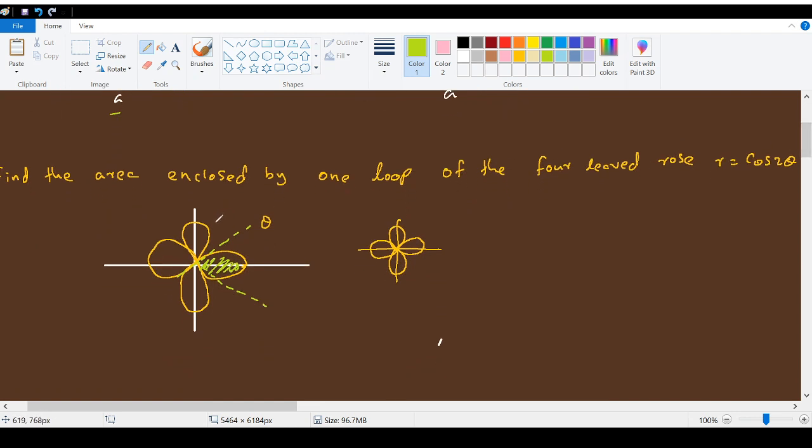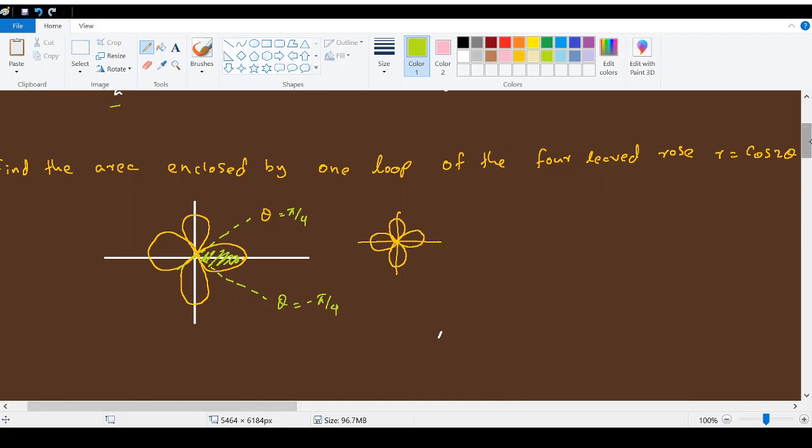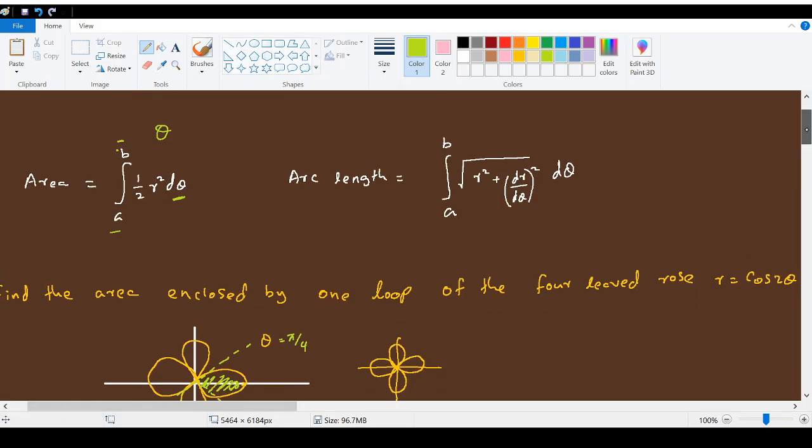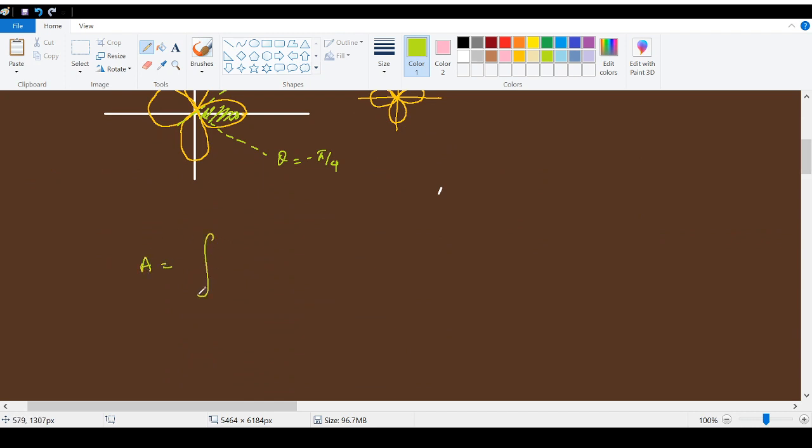Now in the four-leaved rose, this is for the angle pi by 4, and by symmetry you can say that this is for the angle negative pi by 4. So all we need to do is compute this integral, and that means area is equal to the integral of one half r squared d theta, where the two endpoints will be negative pi by 4 to pi by 4. And we have the half here.